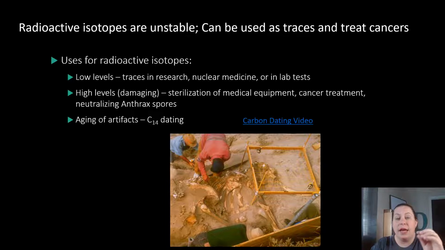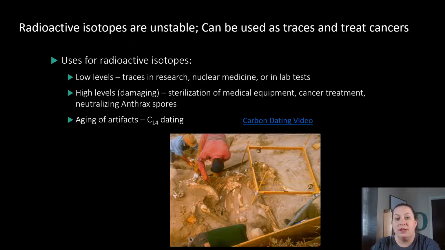They'll use them a lot of times to tag different things so that they can find them. Nuclear medicine also uses radioactive isotopes in certain lab tests. If you've ever had a test to test your thyroid out, they make you drink this kind of gross medicine that has radioactive isotopes in it, so that when they do the scan, they actually can light that stuff up. Okay, so they can see it.